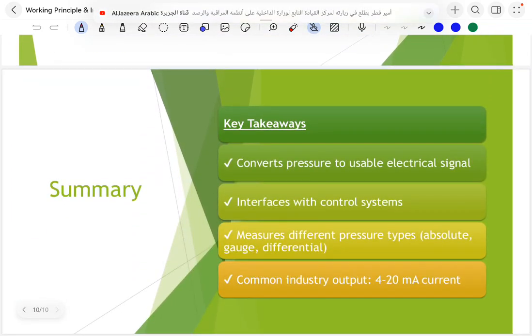And in summary, the key takeaways are: converts pressure to usable electrical signal, interfaces with the control systems, measures different pressure types such as absolute, gauge, and differential, and common industry output, which is between 4 to 20 mA current.